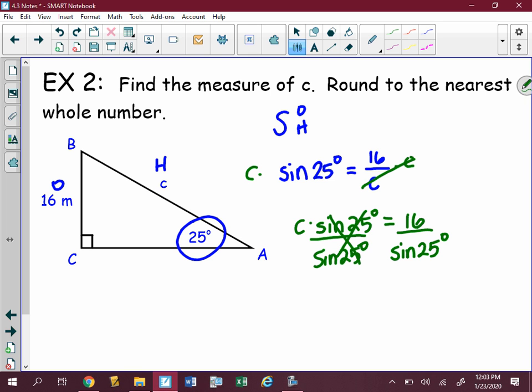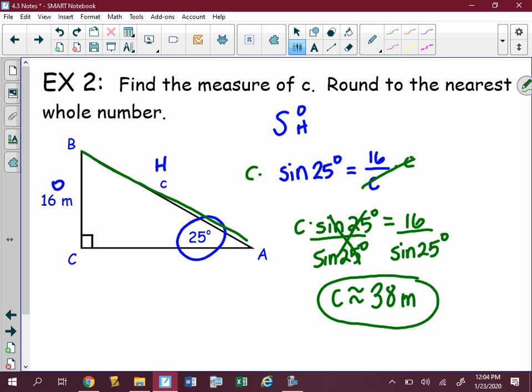What mode should we be in? Degrees still, because we have a degree angle. So you want to make sure you're in the right mode. It does say to the nearest whole number. So what are we getting? 38. 38 what? Degree. Oh, is it a degree? Look what we're finding. Oh, very good. 38 meters. Now I know you get spoiled on Pearson because they put the label. But on a test you need the label.